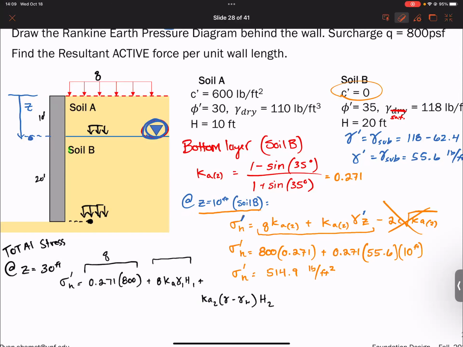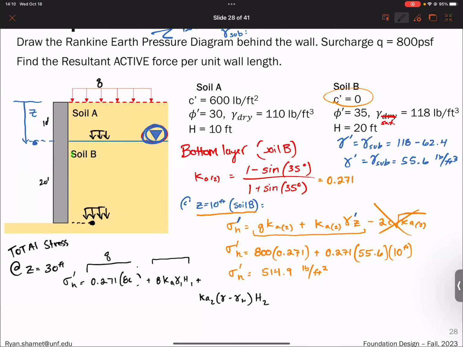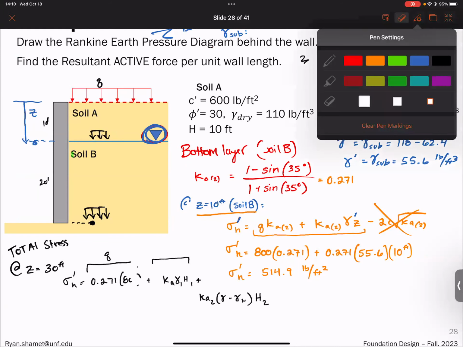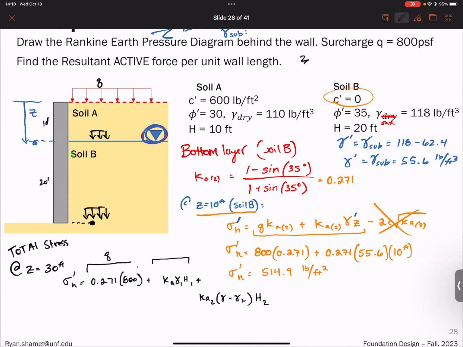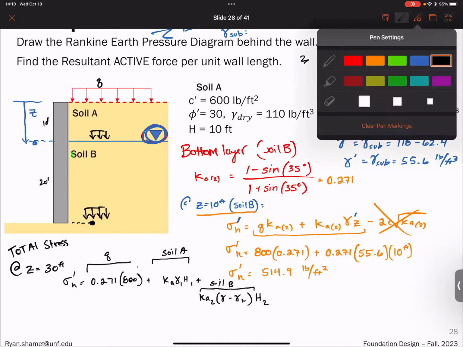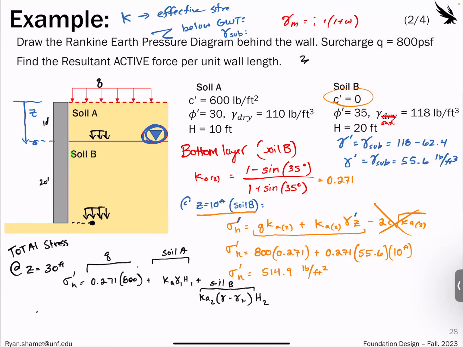KA. So this would be from the soil A layer, then this would be the soil B layer. Yeah, this would be 816.25.